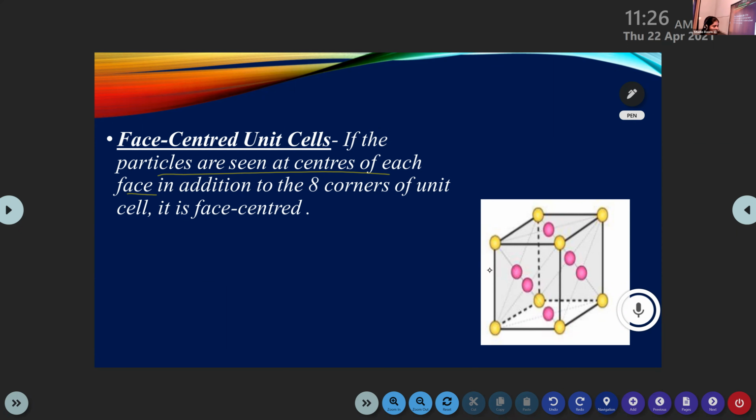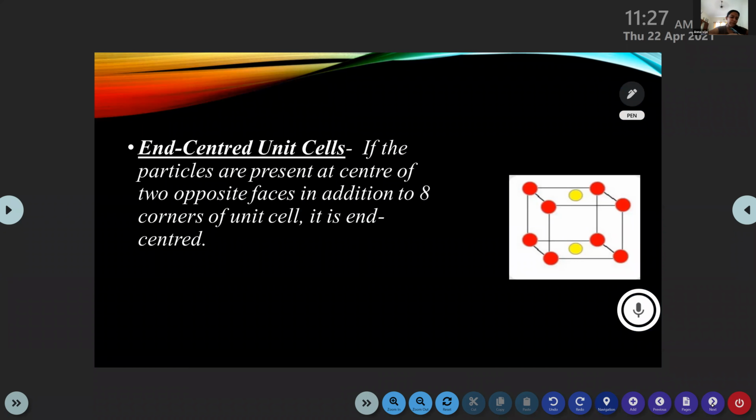What is face-centered unit cell? If the particles are seen at each face of the unit cell, along with 8 corners. Don't forget those 8 corners. Along with 8 corners, the 6 faces are also occupied. Clear? Then there is one more classification, that is end-centered unit cell.